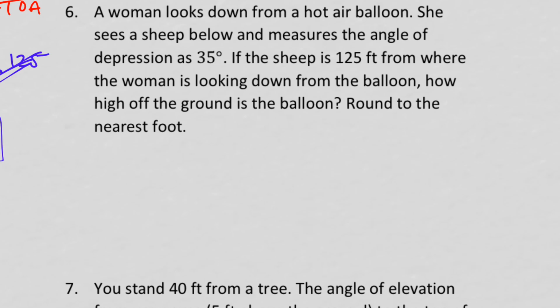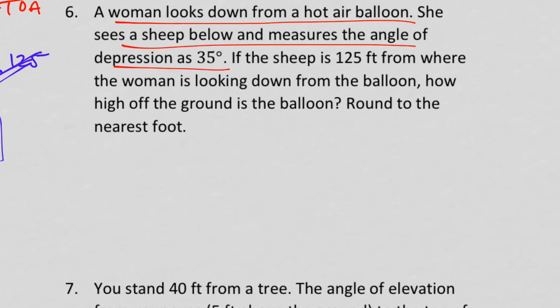Number 6. Now in this question, you have a prompt here, but no picture. So let's go ahead and read this prompt and sketch this up. A woman looks down from a hot air balloon. She sees a sheep below and measures the angle of depression as 35 degrees. Let me take this first part of the problem and draw it out.